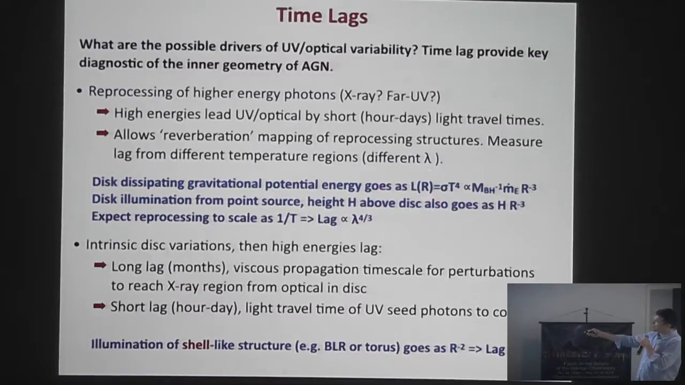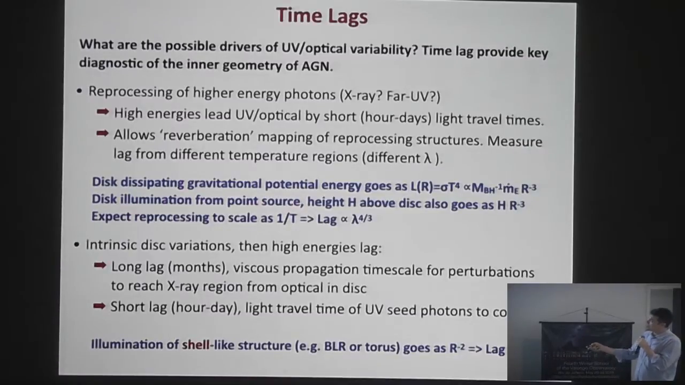And if you did that, then the luminosity in the disk goes essentially as the temperature to the fourth, and also this luminosity goes as essentially the accretion rate divided by the black hole mass divided by r to the third. So that's one way of doing it. And if you did this, then the reprocessing goes as 1 over T, which is the differences in temperature in the disk. So then this lag would essentially go as you divide this by 4, or take the fourth root of that, and so you end up with the lag being proportional to wavelength to the 4/3 or so.